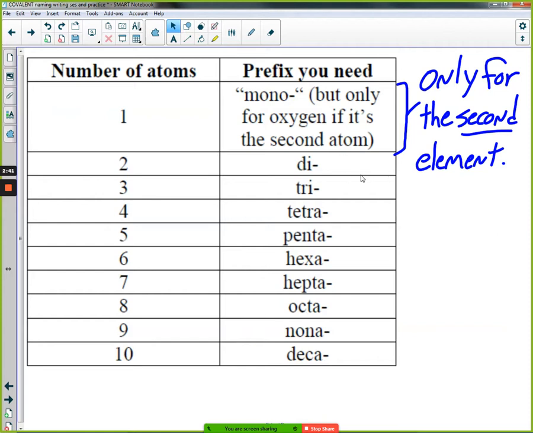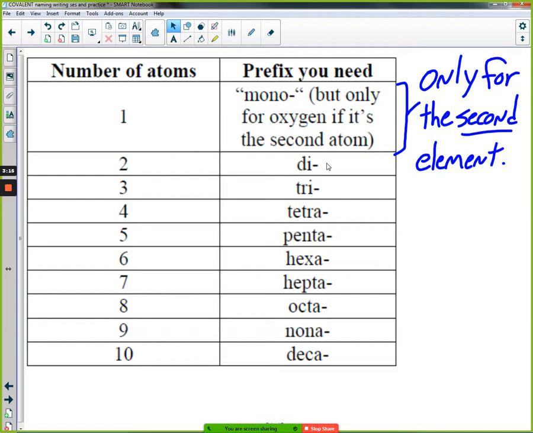A lot of these prefixes you're familiar with. You've seen these in places like geometry when you're talking about shapes. If it's got 3 sides, it's a triangle. If it's got 8 sides, it's an octagon. I think the only one that you might not be as familiar with would be tetra for 4. And we've already talked about that because we talked about a tetrahedron. Something with a tetrahedral shape has 4 sides.